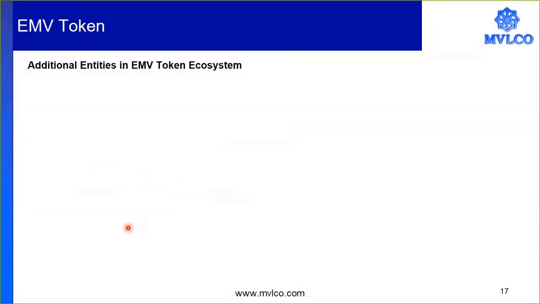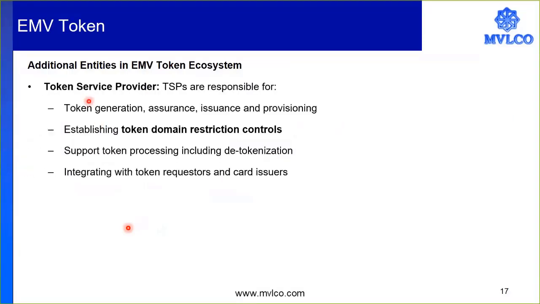Now let's focus on EMV token. But before actually understanding how this EMV token would function, let us understand the additional entities who are there in this ecosystem. The first one is your token service provider. So who are these token service providers? I would say that they are the ones who are responsible for your token generation, assurance. I will discuss what all these concepts mean when we talk about the process flow. But then they are the ones who are essentially responsible for generating and issuing those tokens.